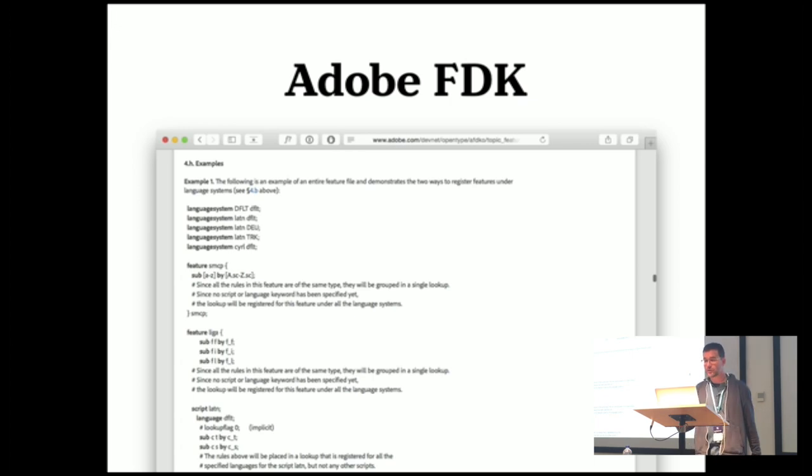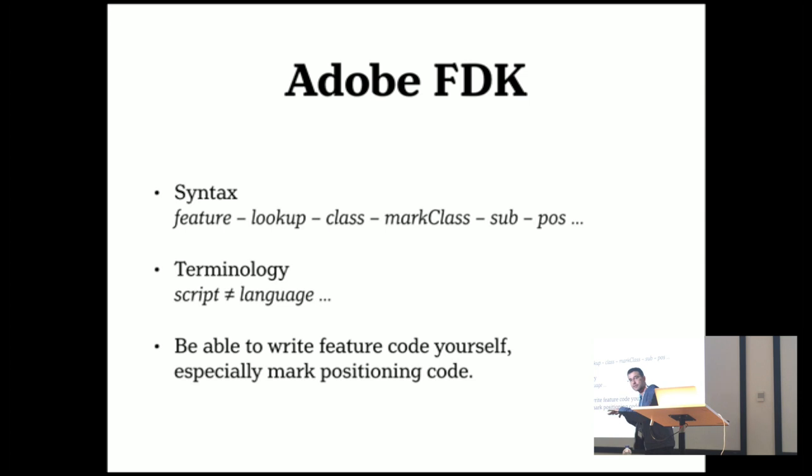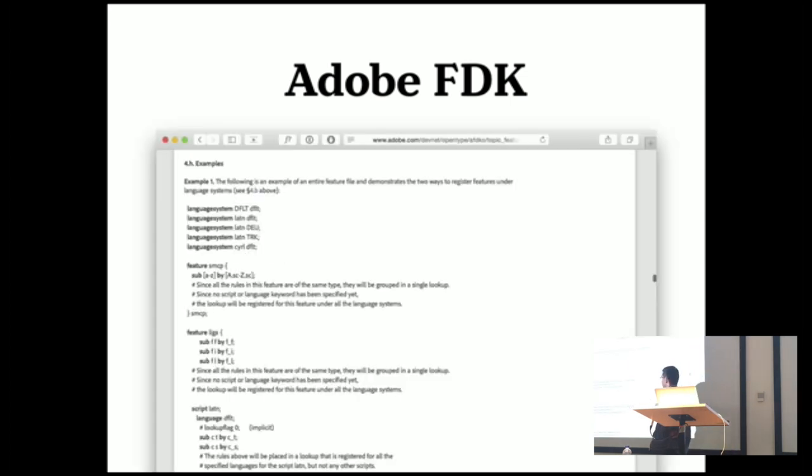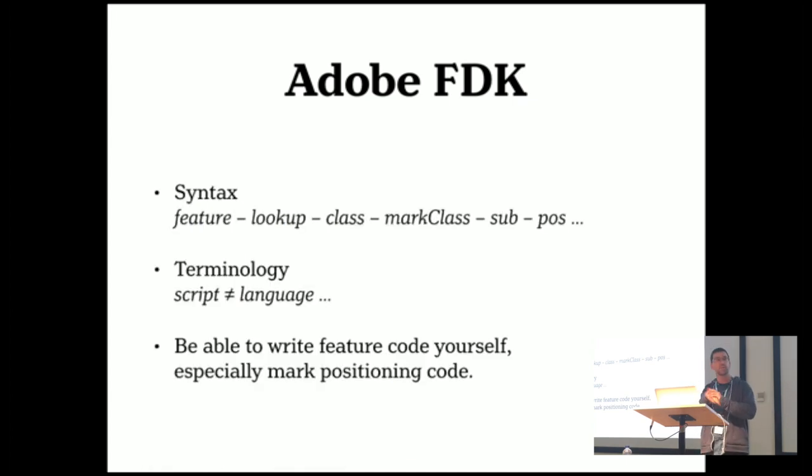Now, what you learn here is the syntax of Adobe FDK feature code. It's a good idea to know what a lookup is, what is a class, what a monic class means, the difference between a substitution and a positioning feature. And the terminology: what is a script in OpenType, and what is a language in OpenType, and what's the difference between these two. And after you read this website, pay attention to this: they have a pretty complete syntax explanation here, but every once in a while, there's a little remark that says, not implemented yet. So then you can safely skip this. Other than that, after this, you should be able to write some feature code yourself in your preferred text editing environment.